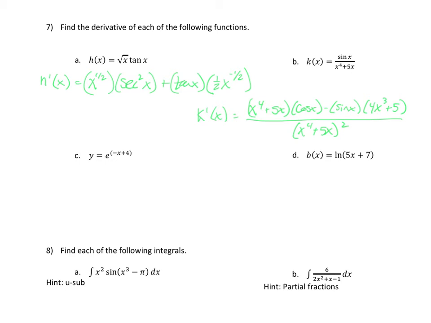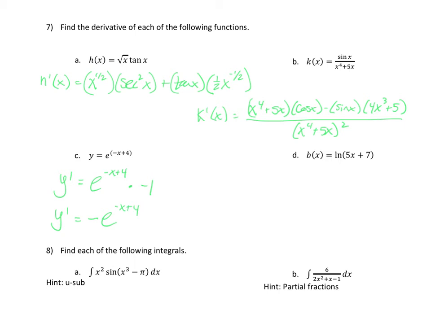Okay, c, y equals e to the negative x plus 4. So this is a chain rule problem. That's e to some stuff. So the derivative is e to the stuff times the derivative of the stuff, which is negative 1. So this is going to be negative e to the negative x plus 4.